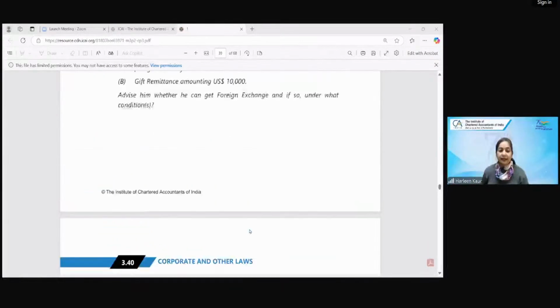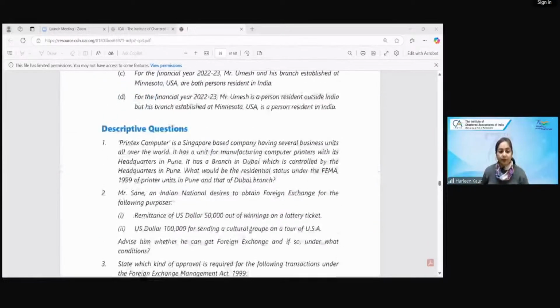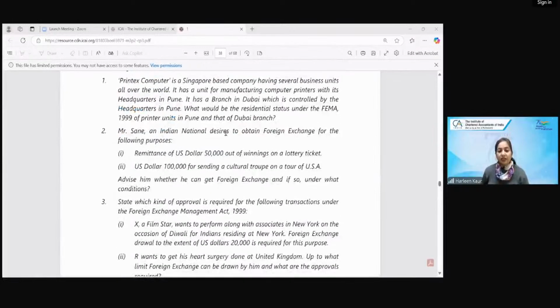Okay, now let's see the second question also. Mr. Sain, Indian national desires to obtain foreign exchange for the following purposes. Can he take 50,000 US dollar out of winnings on lottery tickets? Sale of agent commission. Okay, Vijay, I will explain you that point. Meanwhile, please answer me the second point.